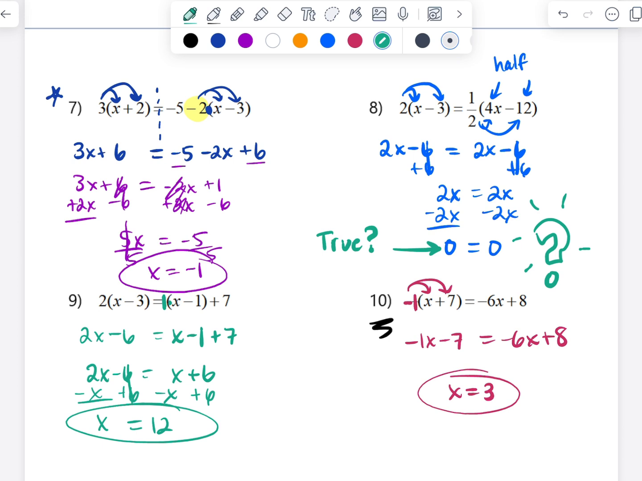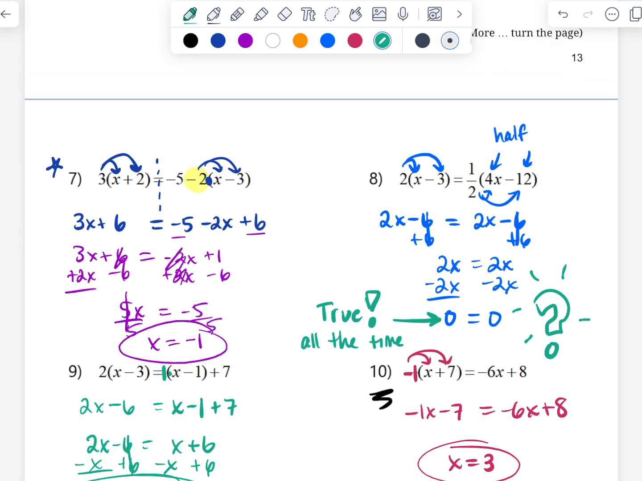So here's what happens when you have a number equal to a number and the statement is true. So this is true. That's a yes. So I'm going to change that from a question mark to it. This is true. All right, if it's true all the time, then we answer differently than all the other problems, okay? The answer to number 8, I'm actually going to write up here. We say that this answer has infinitely many solutions.